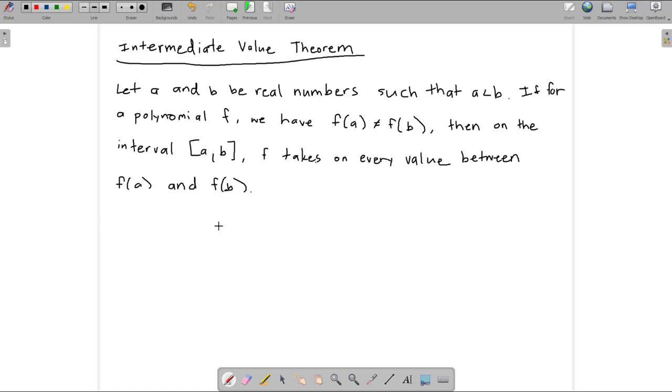Okay, and then the last thing that I want to leave you guys with is this theorem called the intermediate value theorem, which if you're going on to business calculus, you will almost certainly see this. And it says that let a and b be real numbers such that a is less than b. If for a polynomial f we have f of a is not equal to f of b, then on the interval a to b, f takes on every value between f of a and f of b. So that doesn't make a lot of sense right now, just in words, but let me draw you a picture.